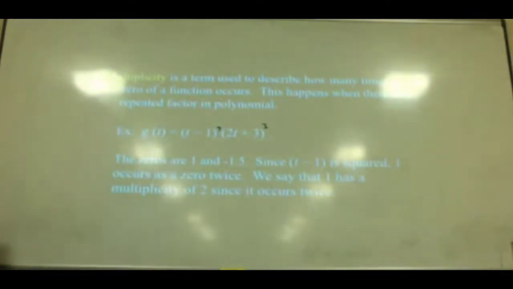Okay, so multiplicity: each factor gets its own multiplicity because each factor determines its own zero.